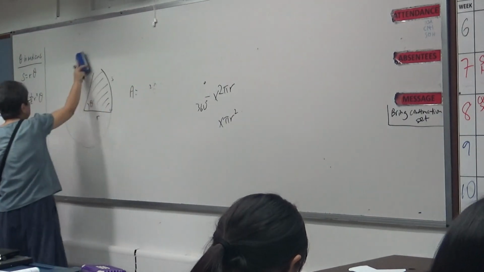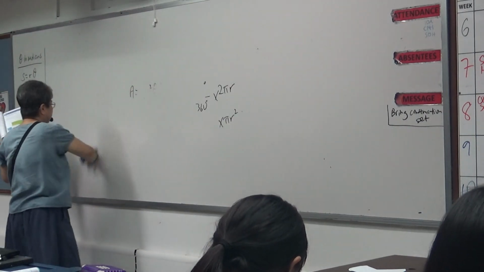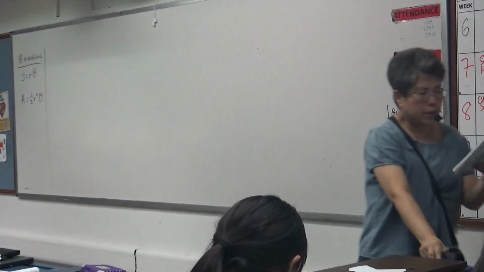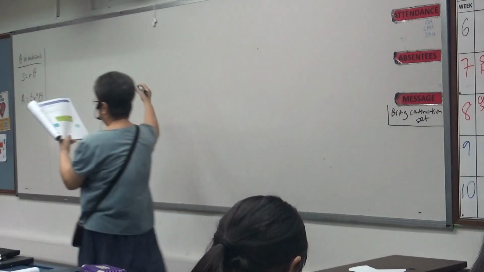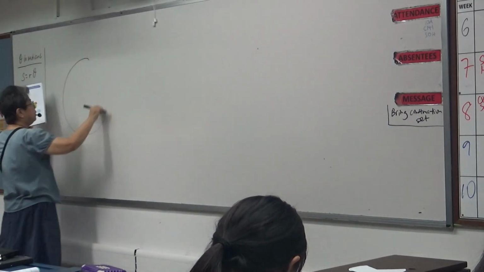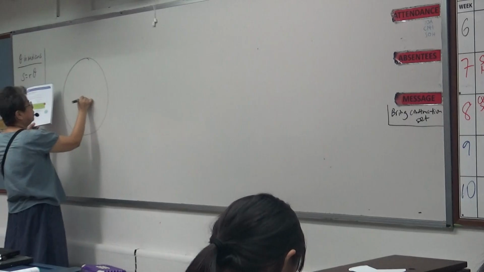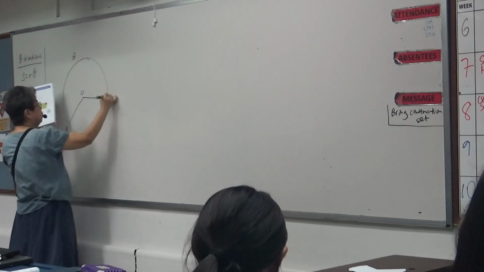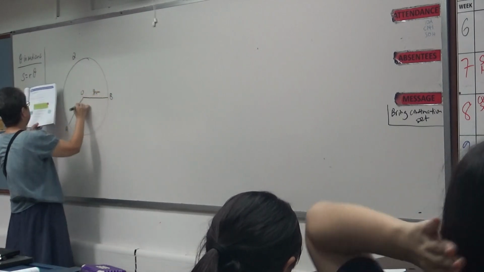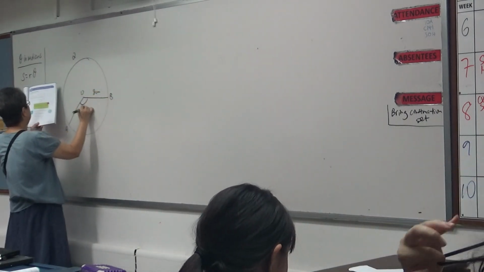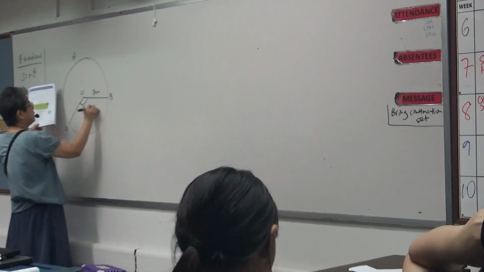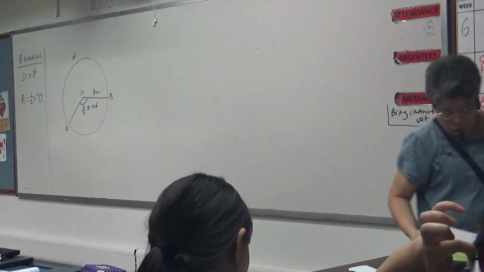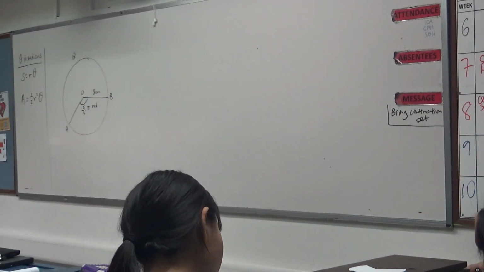Now, I'm going on to example 11. Let us now look at example 11. This is O, A, Q, B. This is 5 over 6 pi radians. Now, I want all of you to look at example 11.